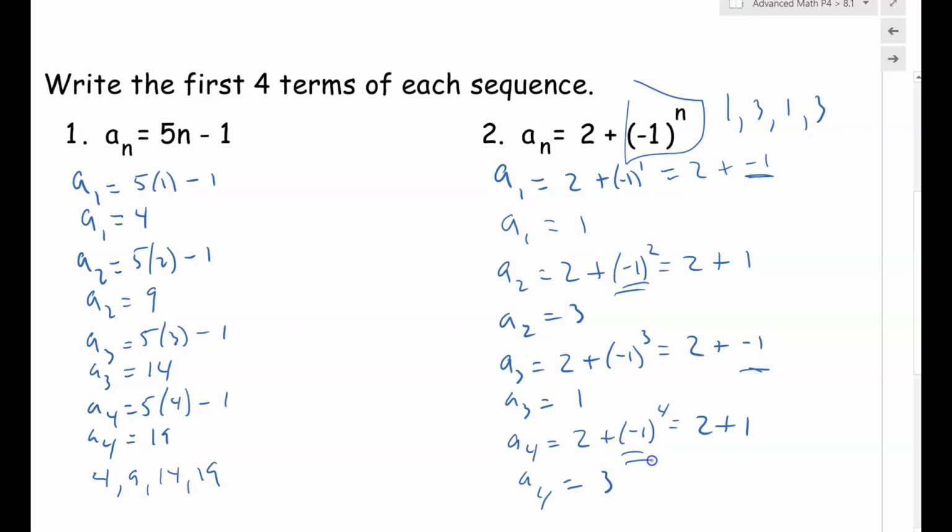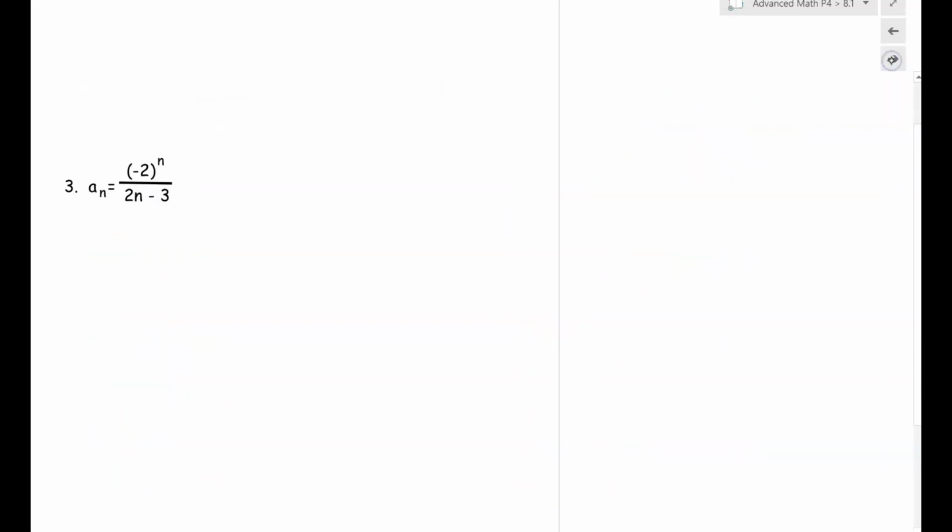Even powers will make that answer positive. You're gonna see that a lot with different things going on with sequences now and later. So keep that in mind. All right, so this is just another one.